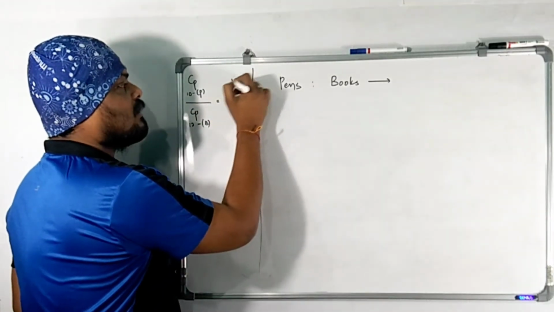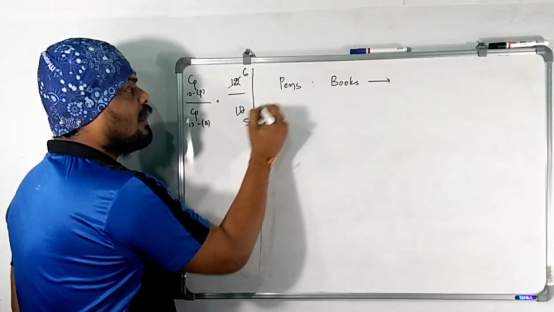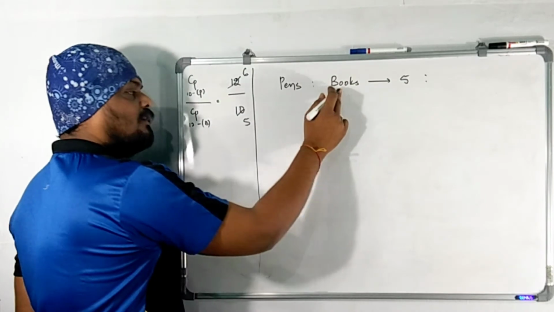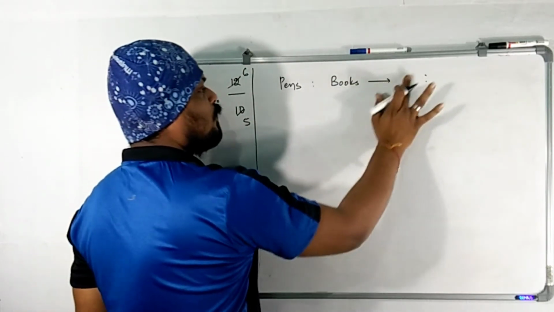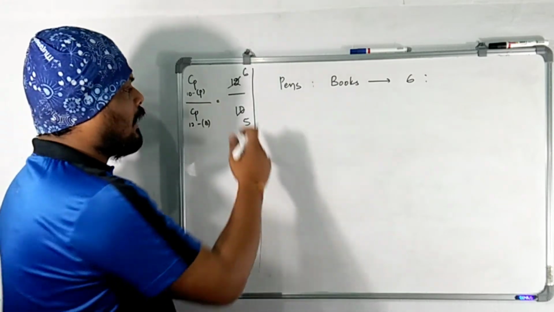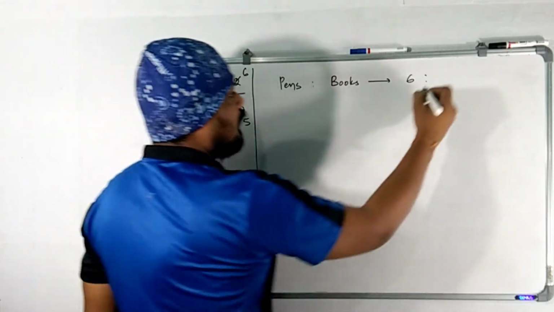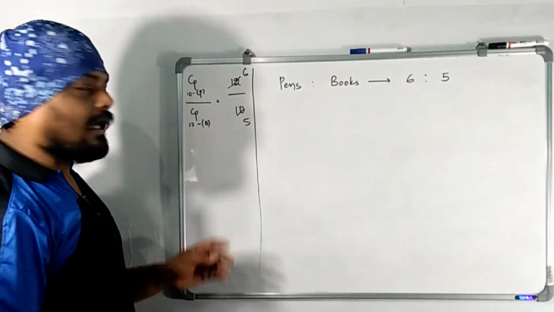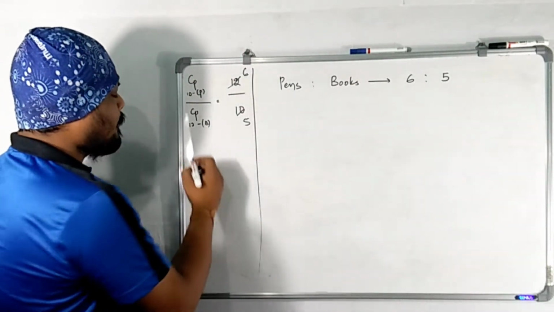If I cancel this, 2 sixes are 12 and 2 fives are 10, so the exact value of pens is 6, and the exact value of books is 5. Now I have the exact values.